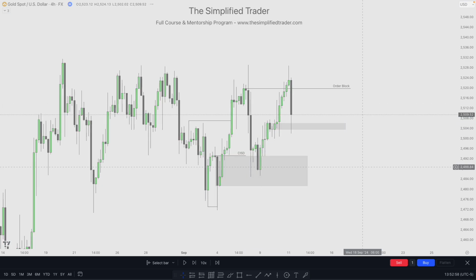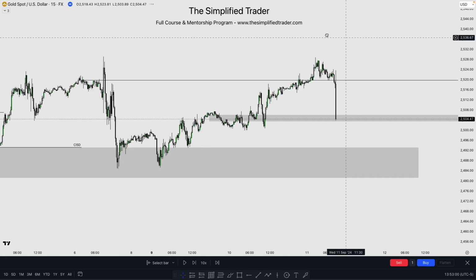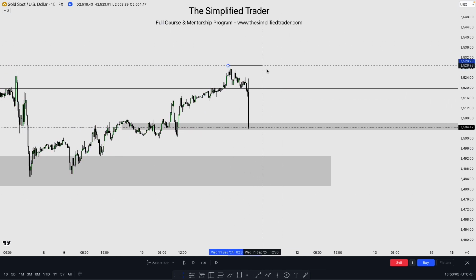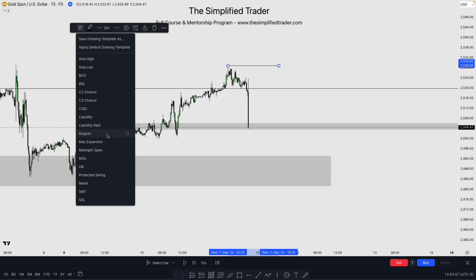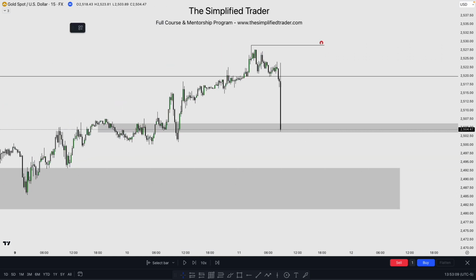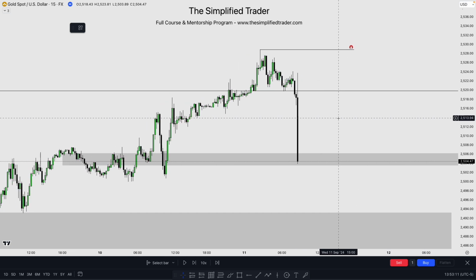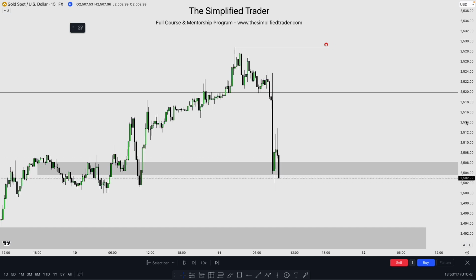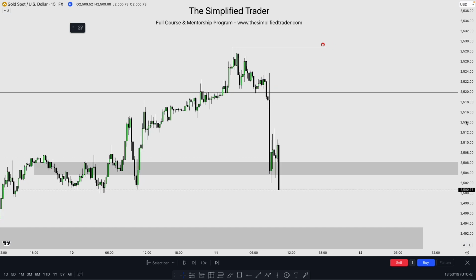Then we drop to the 15-minute time frame. Remember, my overall draw on liquidity is going to be this 4-hour swing high. That is going to be my overall draw on liquidity. So now we are just waiting for the market to give us our entry signature. We play price forward. We wait for our valid market structure shift.